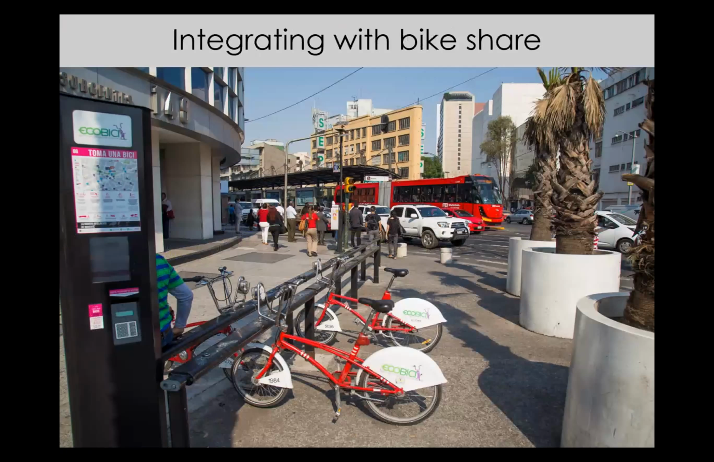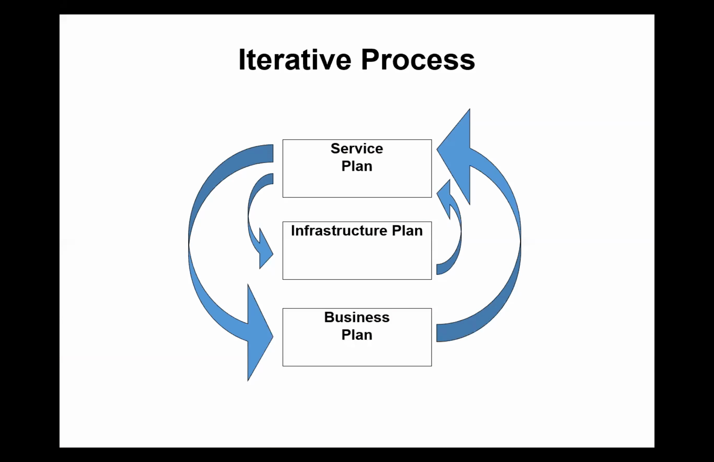And also integrating with bike share at stations like in Mexico City. And then also making sure that the urban development around the transit is supportive, from activating the streets to having a mix of uses. This will all be important. It's really critical to integrate your transport planning with land use planning to make sure that they're complementary and supportive of each other.